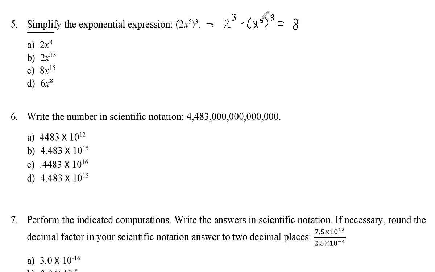8, and x to the 5th cubed, that's a power to a power, so you multiply exponents. So 5 times 3, 15. So that's 8x to the 15th, which is choice C. And that one's all set. So you should be able to do something similar. Take the power on each piece, power to a power, you multiply exponents.